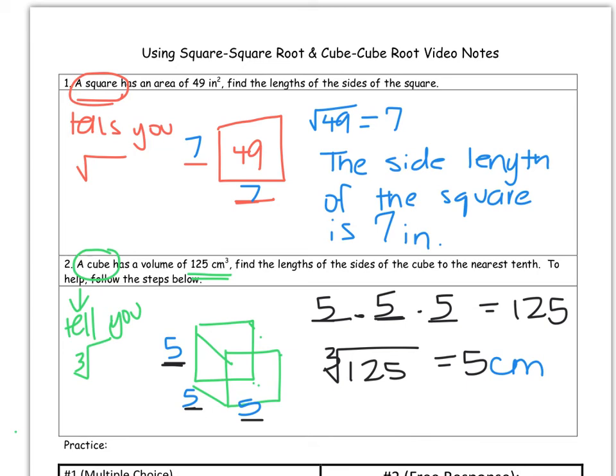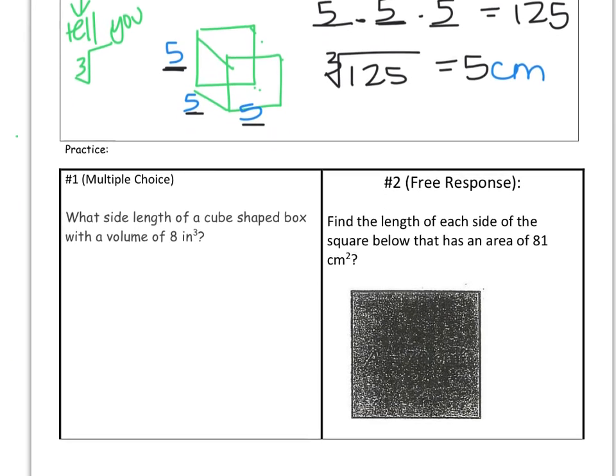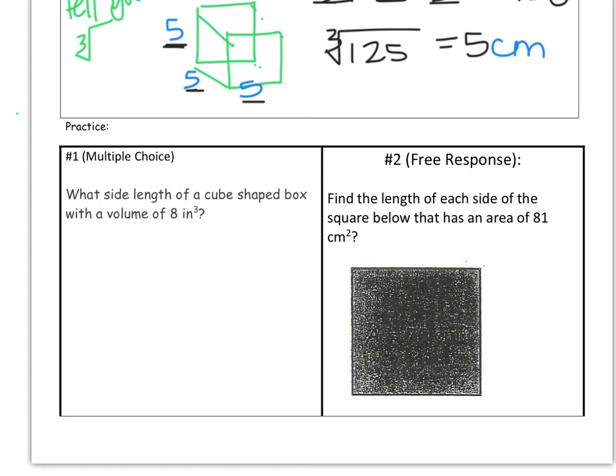So look for these key words. Look for square, and look for the exponent of square, tells you you have to square root. Cube, look for an exponent of 3, tells you you have to cube root. So you need 3 numbers that equal 125 that are exactly the same, 2 numbers that equal 49 that are exactly the same. Okay, try these 2 practice problems on your own, and we'll go over these in class tomorrow.